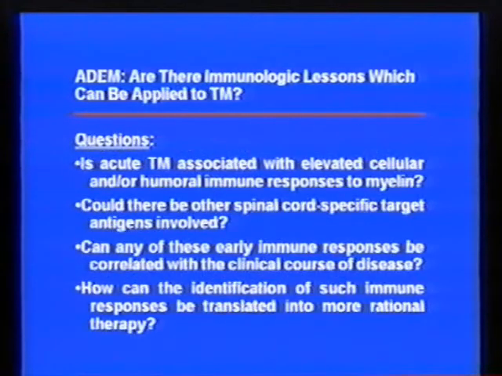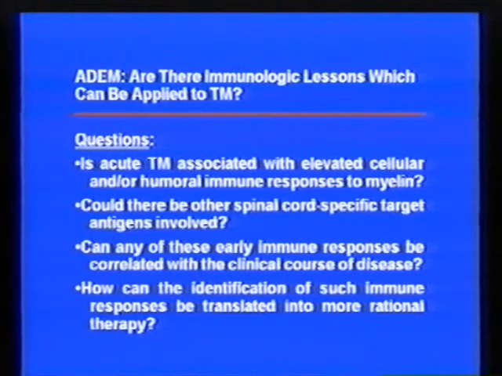So, my question then is, are there immunological lessons here from ADEM which we might apply to transverse myelitis? Just by analogy to what I've told you, is transverse myelitis associated with elevated or augmented cellular or humoral, antibody-mediated responses to myelin, whether it's myelin basic protein or any other protein in myelin? Why is it spinal cord specific?